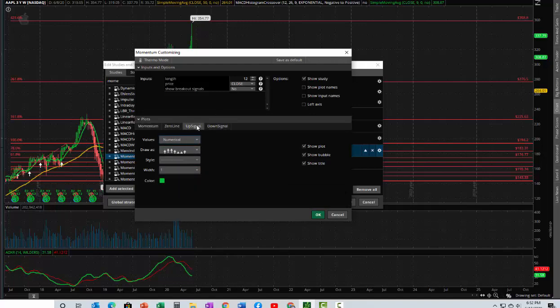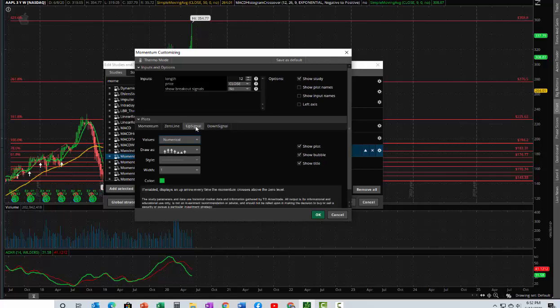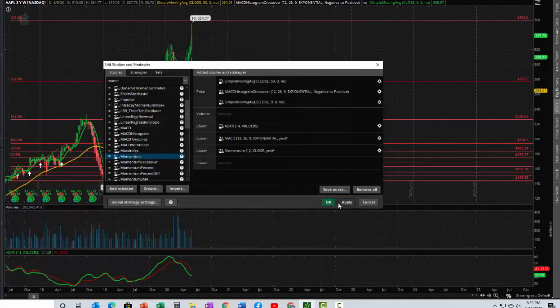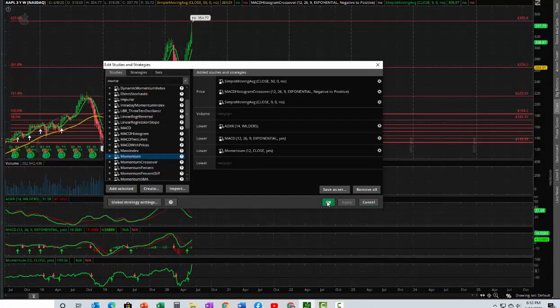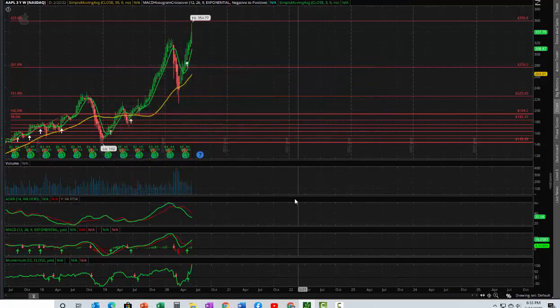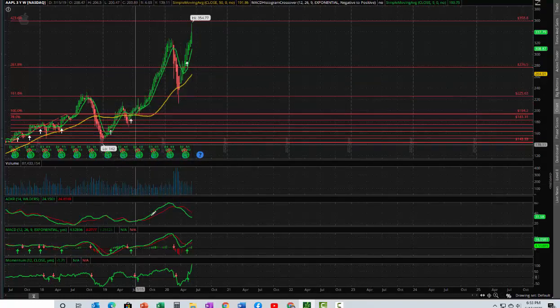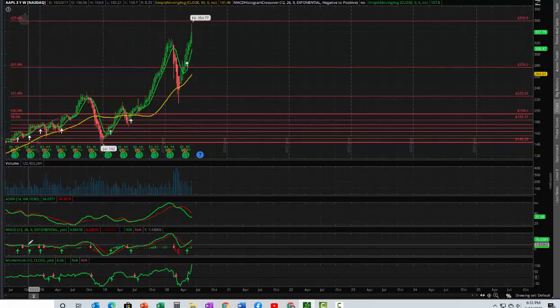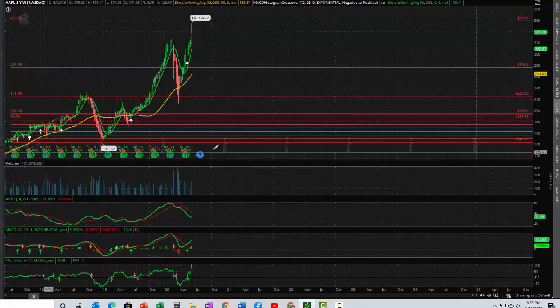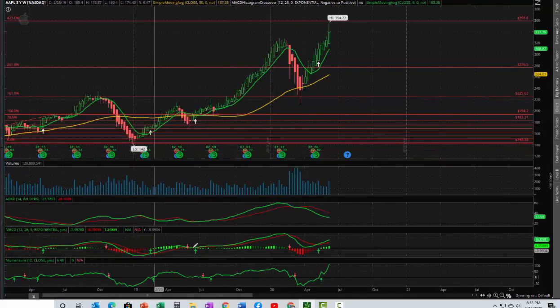And the biggest thing here is that we want to see the breakout signals here. So let's apply, press OK, and let's see if we got what we're looking for. Alright, so we have ADXR, MACD, and momentum, and we have our breakout signals. So you see these green arrows.